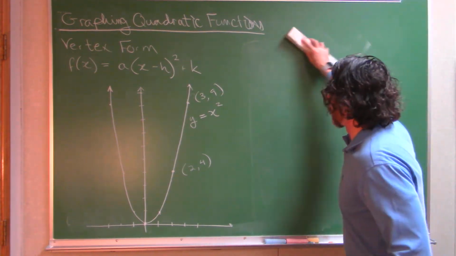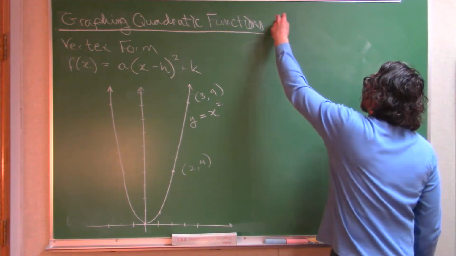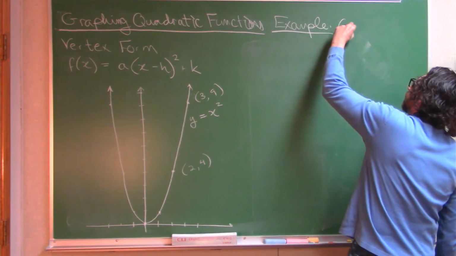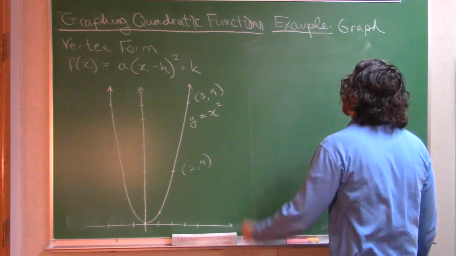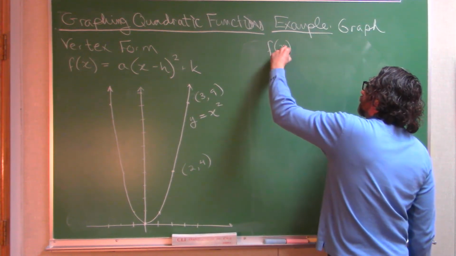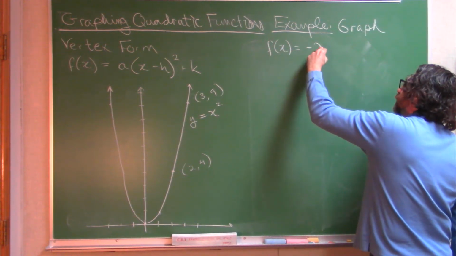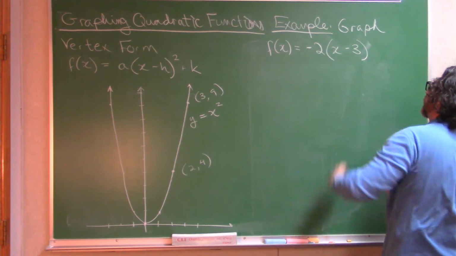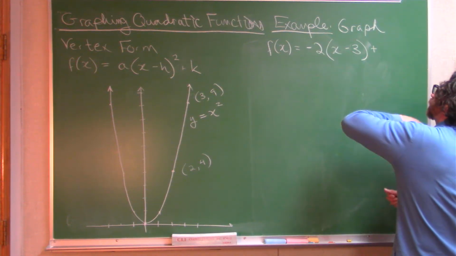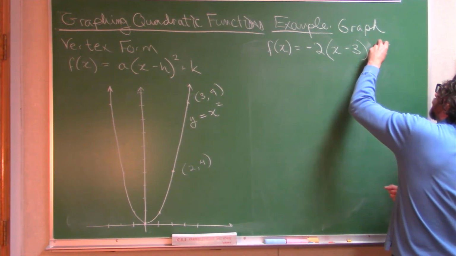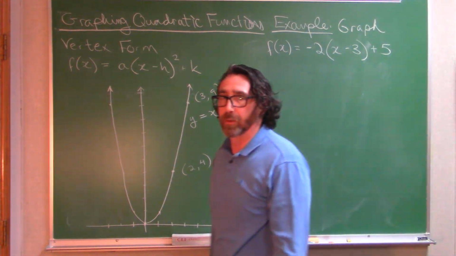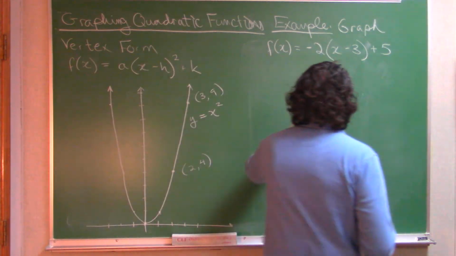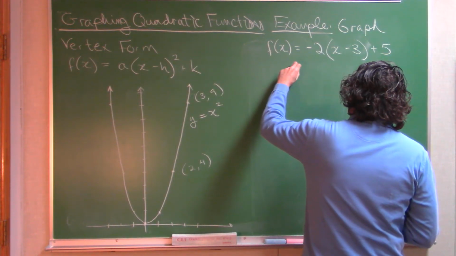Let me throw in a multiplier out front. Negative 2 times (x minus 3) squared, plus 5. Okay, negative 2 (x minus 3) squared plus 5.